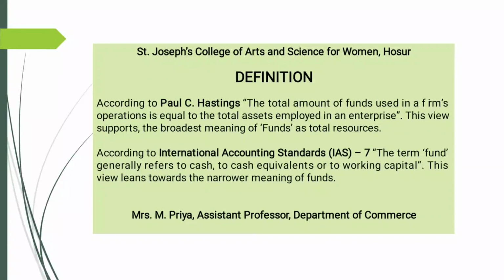The total amount of funds used in a firm's operations is equal to the total assets employed in an enterprise. This view supports the broadest meaning of funds as total resources. According to International Accounting Standard 7, the term fund generally refers to cash equivalents, or to working capital. This view leans towards the narrower meaning of funds.